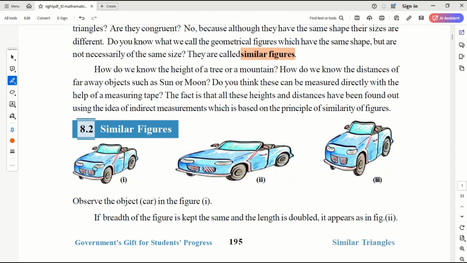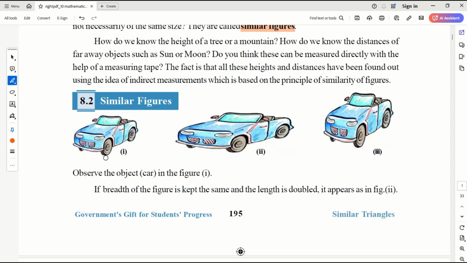If you look at these pictures given here, you have a car here, and I try to just increase the width of the car. Then this is what it becomes. Are they same? Are they similar? Or I take the first car and then just increase the height of it. So now out of these three cars, are they same or are they similar? What kind of cars are these basically?